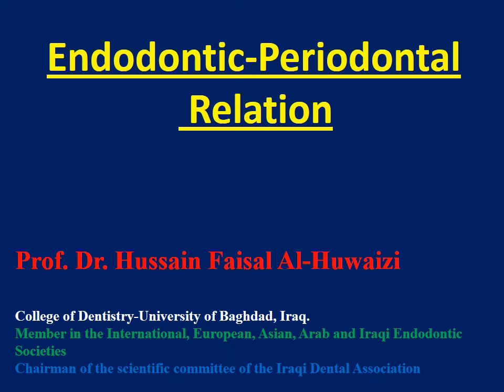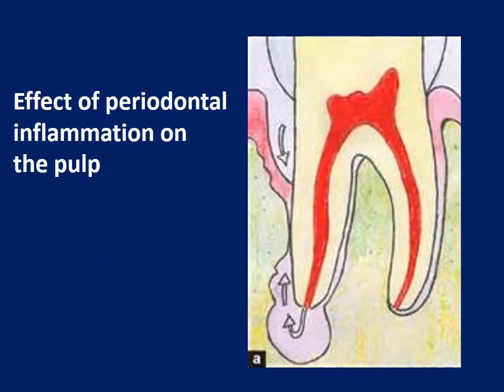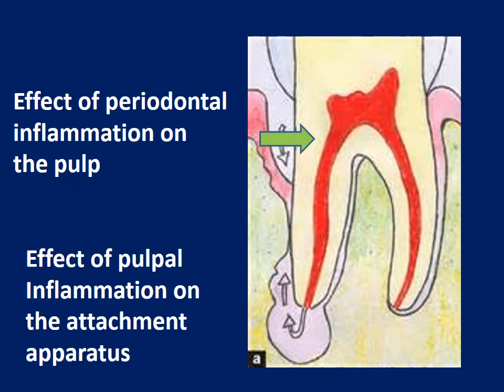Okay, today our lecture is going to be about endodontic periodontal relations. Now, the tooth structure is covered by the periodontal ligament. That's why anything happening to the tooth might affect the periodontal ligament, and vice versa. Any infection happening to the periodontal ligament might in the future affect the pulp.